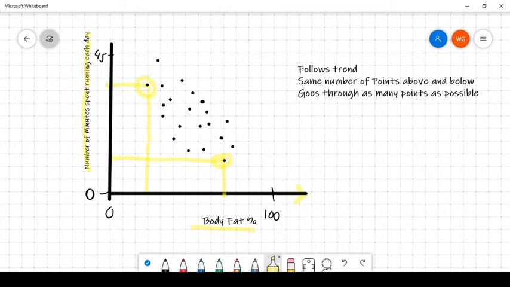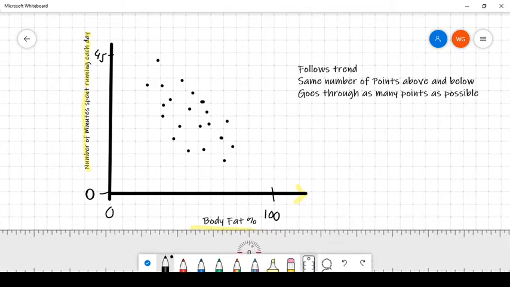So what would be the line of best fit that would describe this scenario? Well, we would take out a ruler, and it's got to be a line of best fit. And the things we need to do: it has to follow the trend. It should try to have the same number of points above it and below. And if possible, it should go through as many points as it can.